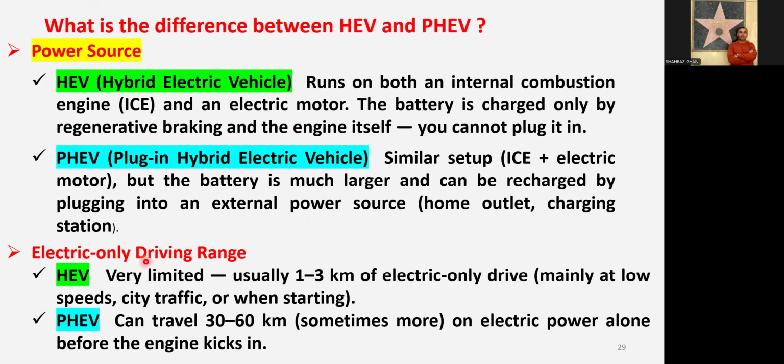Electric only drive range. Hybrid electric vehicles have very limited range, usually 1 to 3 kilometers of electric only drive, mainly at low speed in city traffic or when starting. A plug-in hybrid electric vehicle can travel up to 30 to 40 kilometers, sometimes more. Basically, it runs on electric power alone before the engine starts operating. So this is with respect to the electric only drive range.